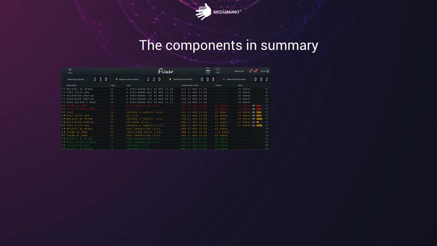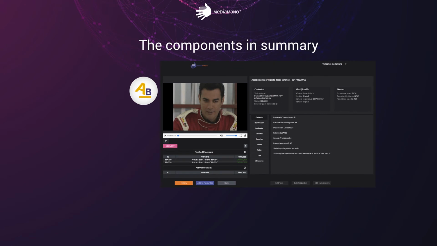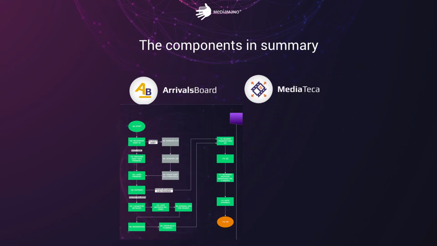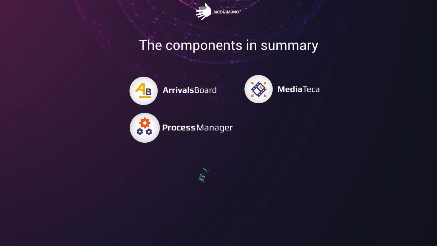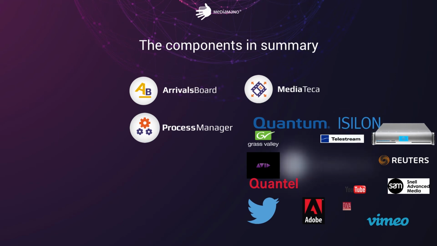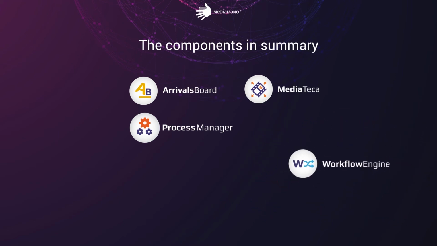Let's summarize the principal components of the system. The arrivals board gives you a summary and visibility of all that is happening in your system. The Mediateca is a MAM and cataloging system that can be standalone or a complement to your existing MAM system. The Process Manager manages the events and actions of your activities so that they follow a controlled path and automate all non-creative tasks. And the Workflow Engine interfaces with the Process Manager and a large number of vendor systems in order to execute the instructions from the Process Manager.